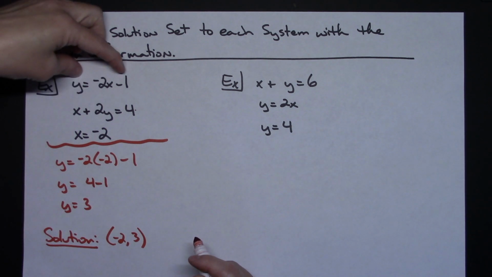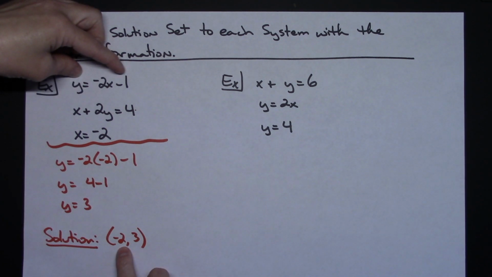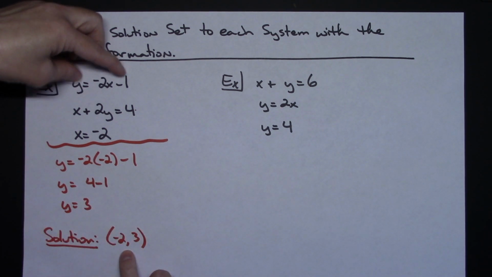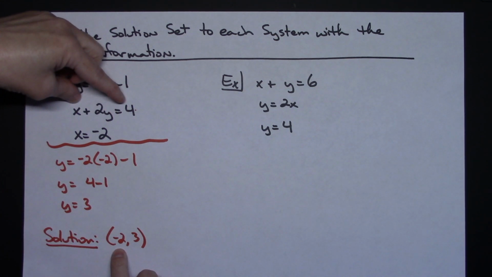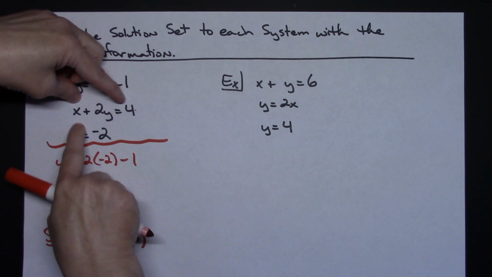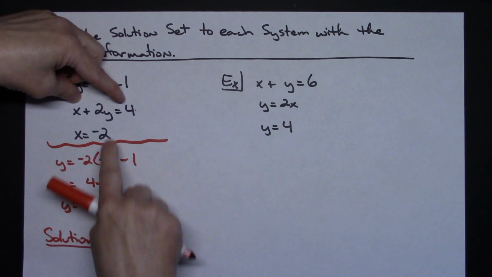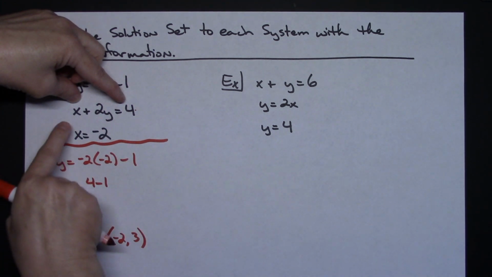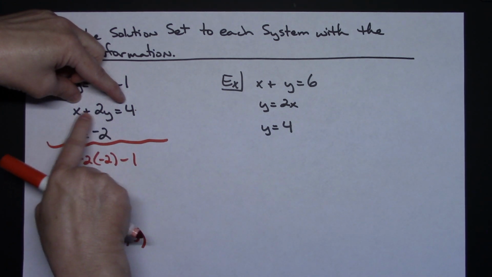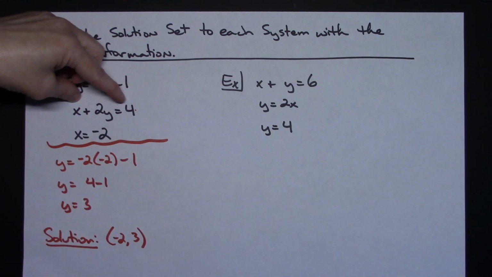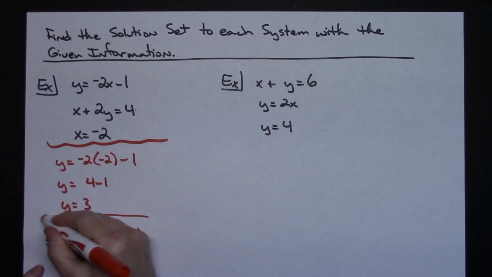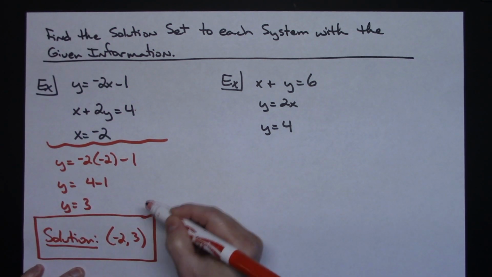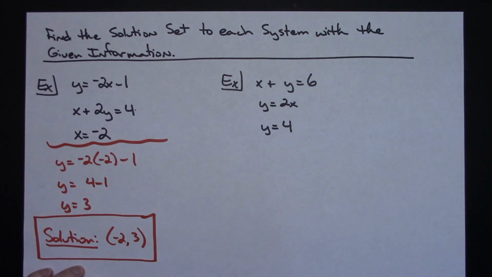Alright, you can come back up here and do a quick check in your head. I've already plugged it into the first one. Let's plug it into the second one here and see if it works. If I plug a -2 in for x and I plug a 3 in for y, if we can do that in our head, that's going to be -2 plus 6. -2 plus 6 is going to give me a 4, so it checks. So this is the solution to this system given this information.